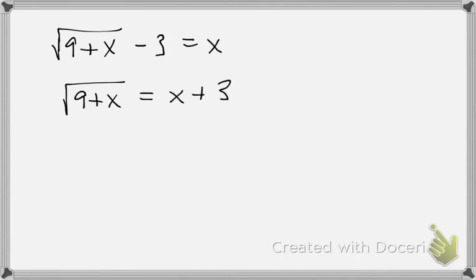Just quoting. All right, so if I add 3 over, I get square root of 9 plus x equals x plus 3. Everybody's okay, right? Next step? Square both sides. We pull the trigger, right?